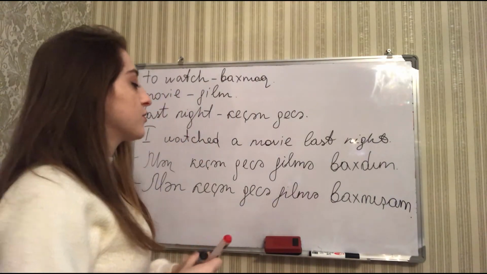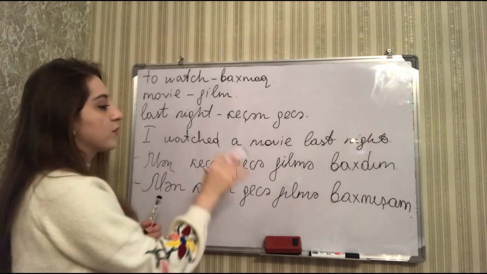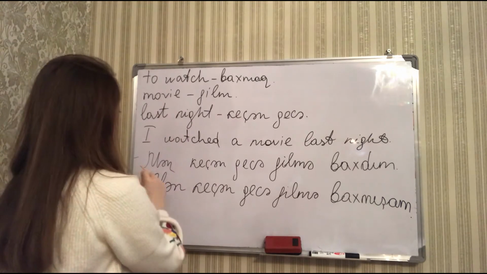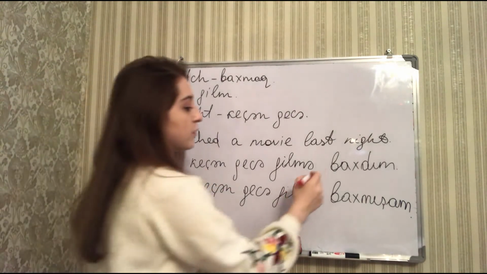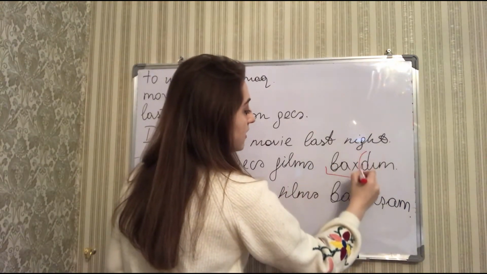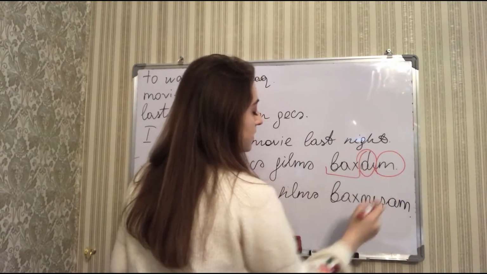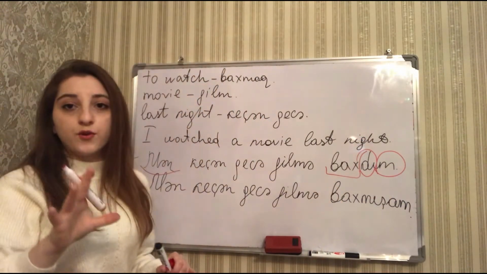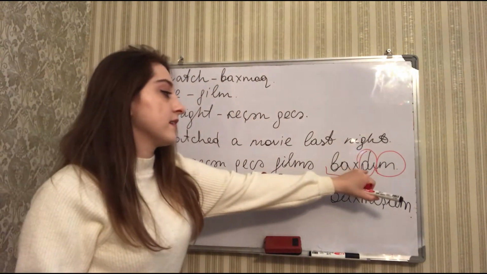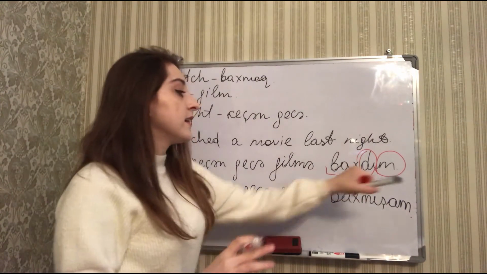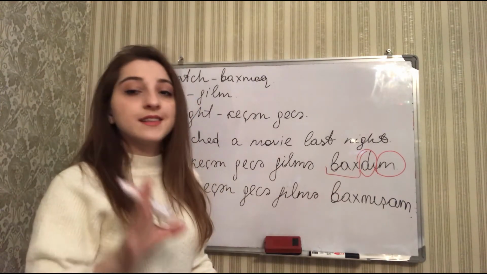Okay, let's look at the suffixes. I watched a movie last night. Mən keçən gecə filmə baxdım. Bax is the verb. Dı is the suffix of past simple. Am is the personal suffix.